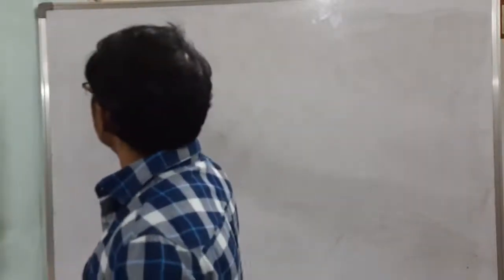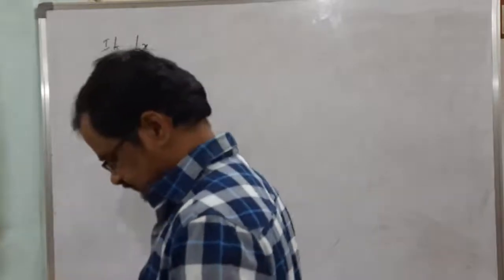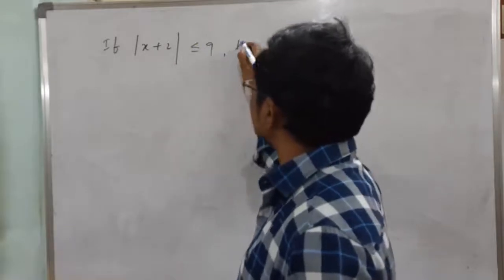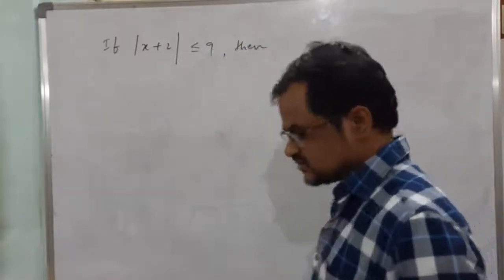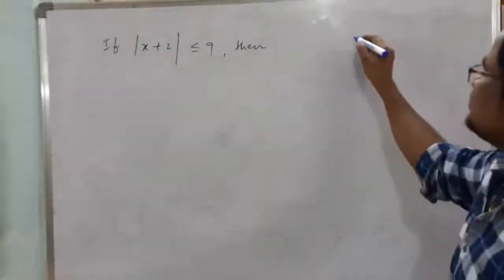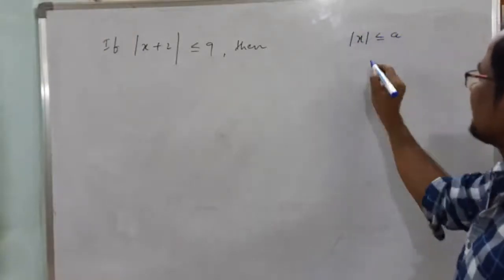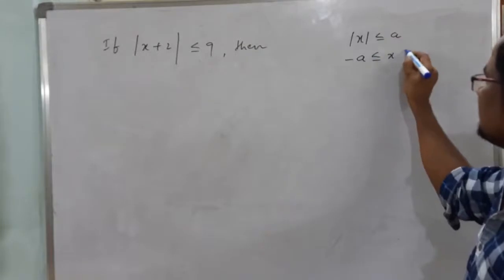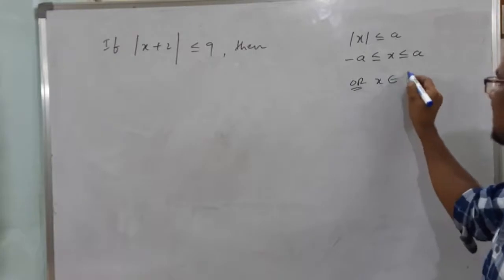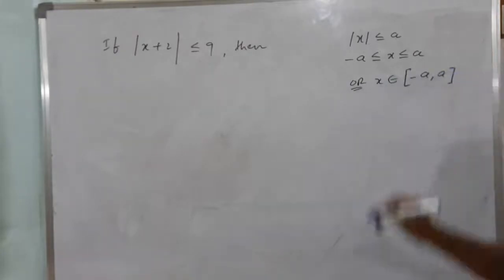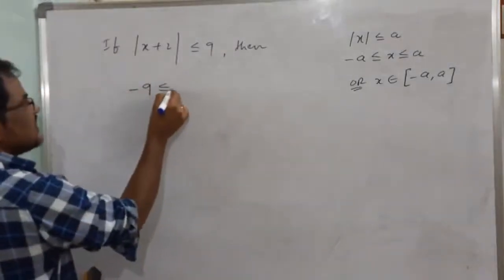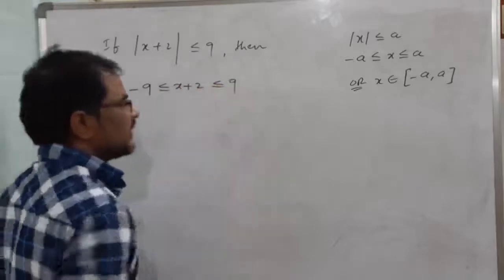Next problem: if modulus of x plus 2 is less than or equal to 9, then, so here also 4 options are given. How to do it? Here also, by which result? Mod x less than or equal to a. So how to write: minus a less than or equal to x less than or equal to plus a, and in terms of intervals, x belongs to a closed interval, since it is a slack inequality. Now by that relation, minus 9 less than or equal to x plus 2 less than or equal to 9.